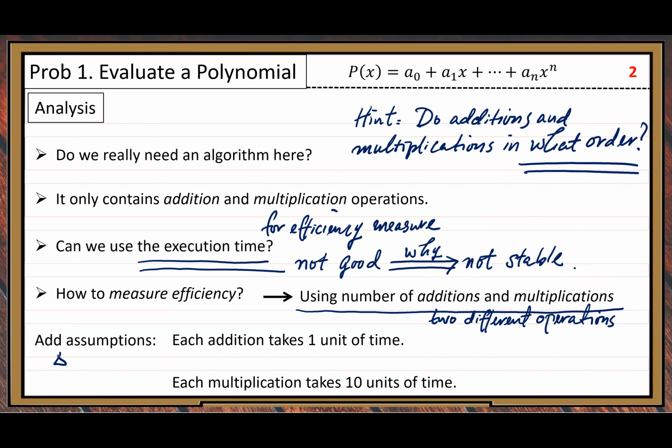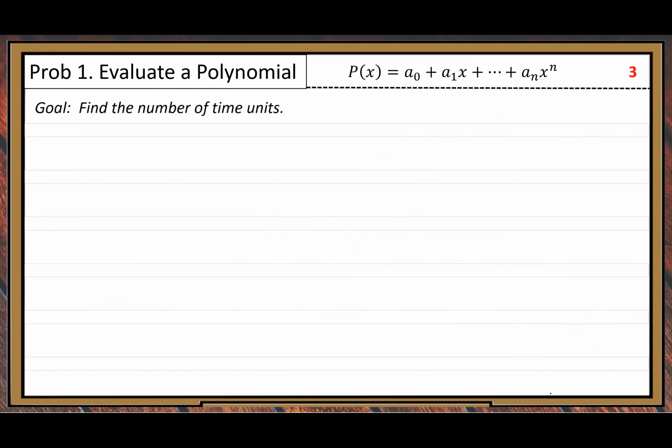Here you may ask me why I make this assumption, the 10-to-1 ratio. First, the assumption is simple. It's an approximate number, and it's close to the real-world case. In the real world, it is pretty close to this 10-to-1 ratio. So it's a reasonable assumption. Next, we try to move forward under this reasonable assumption.